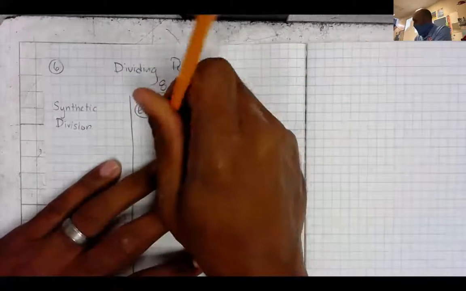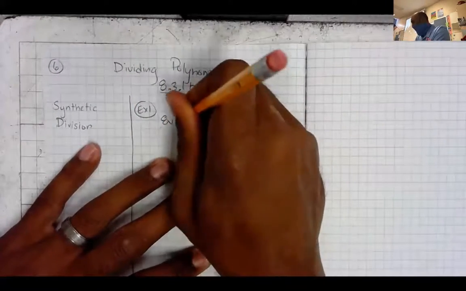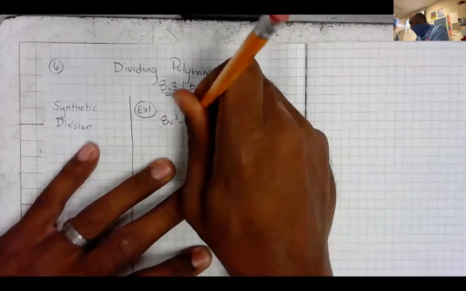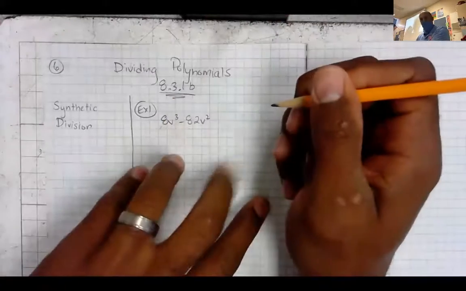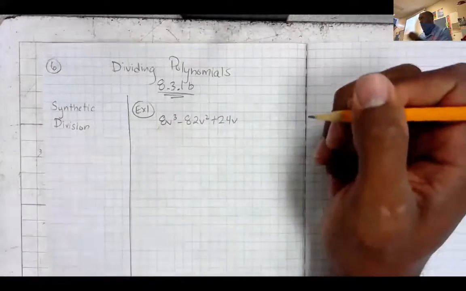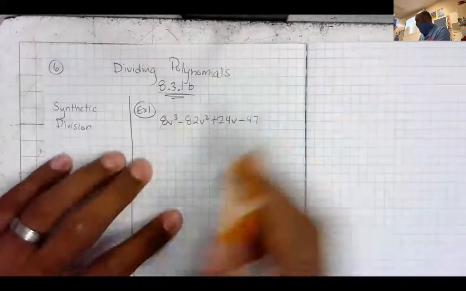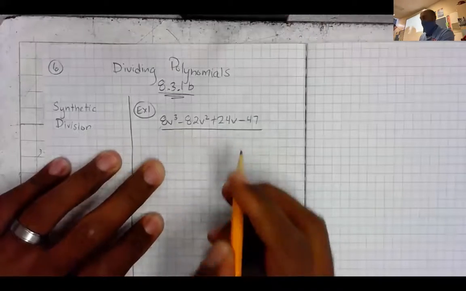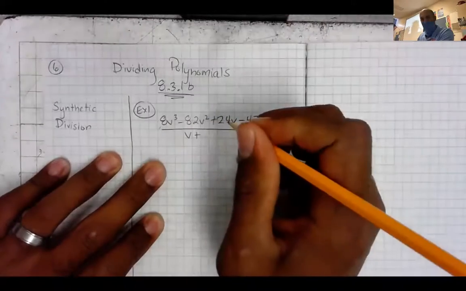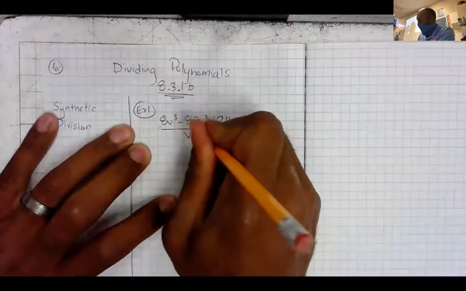Okay, so example 1, we have 8v cubed minus 82v squared plus 24v minus 47, divided by v, oops, not plus 10, v minus 10.